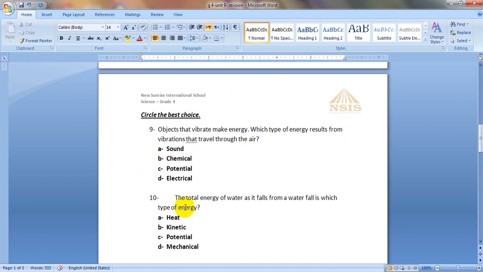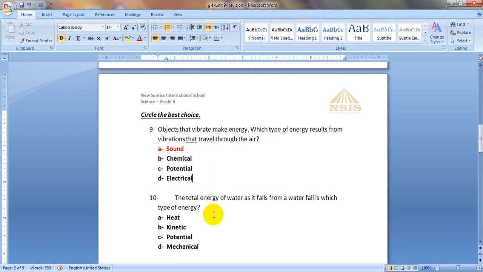Here you need to circle the best choice, which is the correct answer. Objects that vibrate make energy. Which type of energy results from vibration that travels through the air? Sound, chemical, potential, electrical. Which kind of energy results from vibrations? It's sound energy. So it will be letter A.